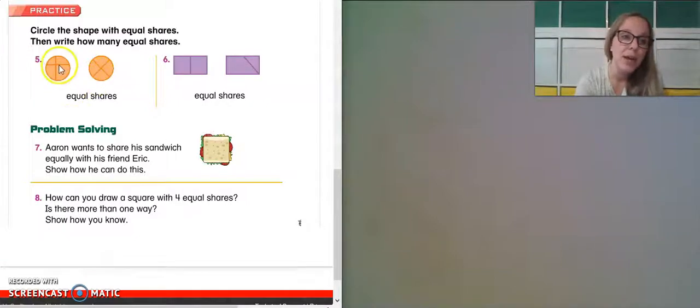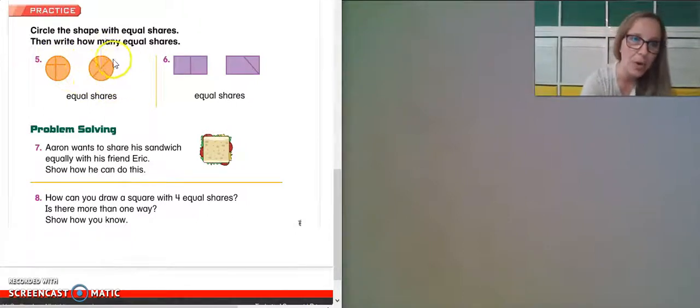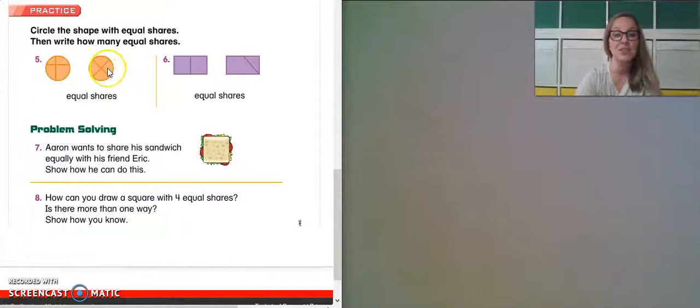Well, looking here, while there's 4 here, they're all a little bit different shape and size. So I'm going to circle this second one to show that all 4 of those parts are the same. That circle has 4 equal shares. So we'll put 4 on the line and we'll circle the one with 4 equal shares.